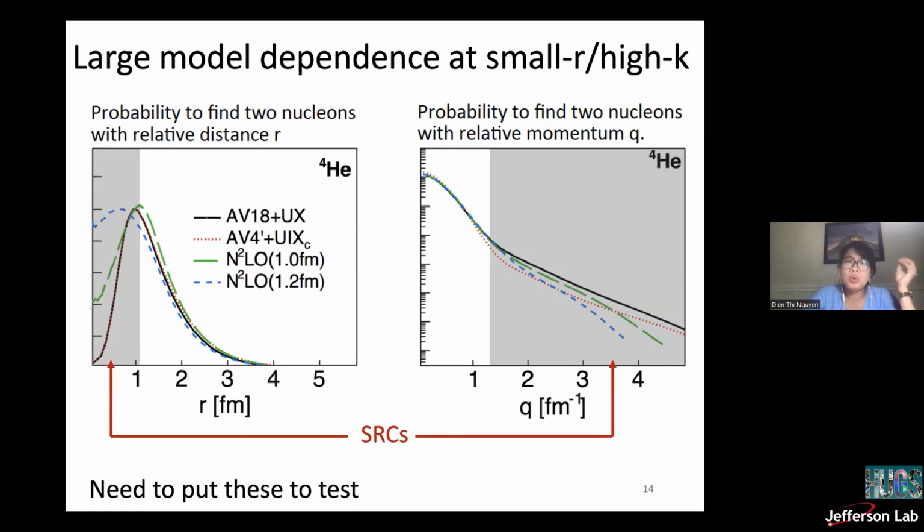So we need to put all these NN interactions to the test, since we have so many. Which one works the best? At least we should know in what region of kinematic settings each NN interaction works, so we can rely on the calculation and understand what we are doing. So this is the current situation.